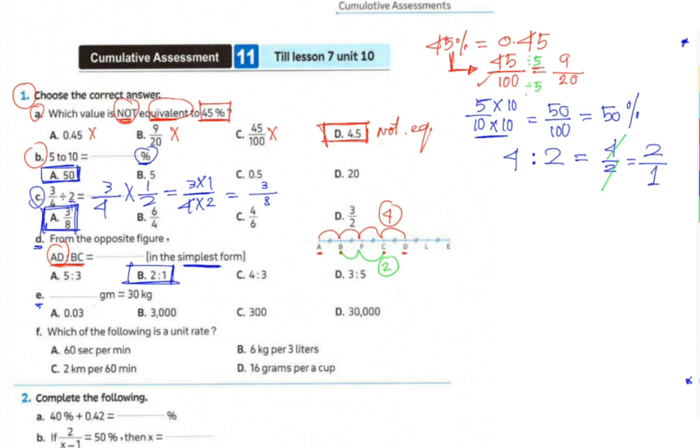Next point, E. What grams equals 30 kilograms? Note with me, here we have a space by grams equals 30 kilograms. So I need to convert kilograms to grams, from the greater to the smaller unit. From the greater to the smaller, I will multiply. One kilogram equals how many grams? 1000. So I will times it by 1000. 30 times 1000 equals 30,000.